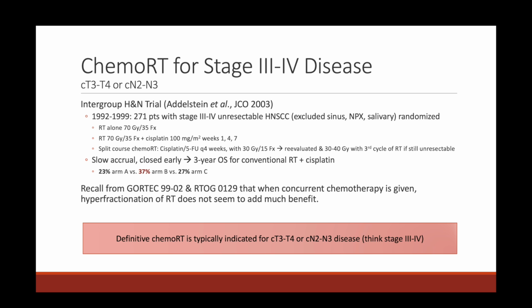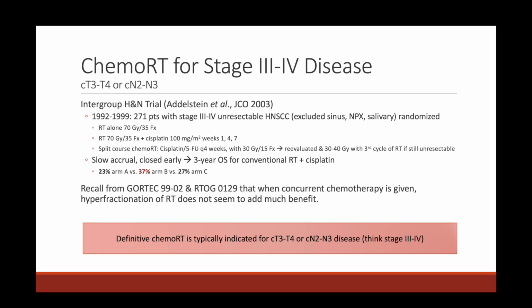So there was an intergroup trial that took patients with stage 3 to 4 unresectable head and neck squamous cell cancers, and they randomized them to radiation alone, 70 gray in 35 fractions, versus radiation with concurrent cisplatin. And they were giving them high dose cisplatin, so 100 milligrams per meter squared every 3 weeks. And they had an additional randomization with split course chemoradiation, and they had pretty slow accrual. The trial closed early, but they found that the best benefit was seen in overall survival improvement with the conventionally fractionated radiation arm with concurrent cisplatin.